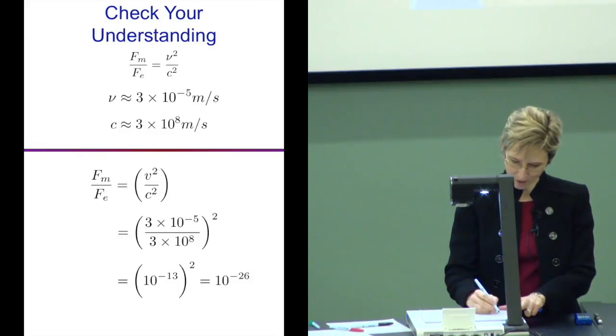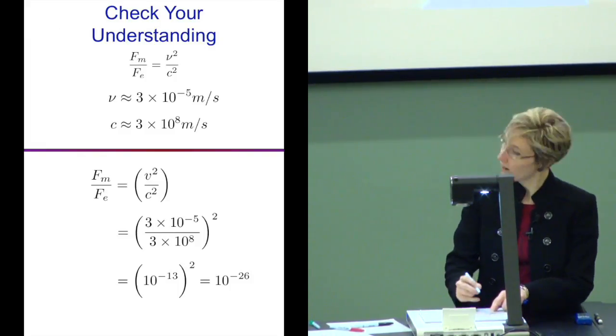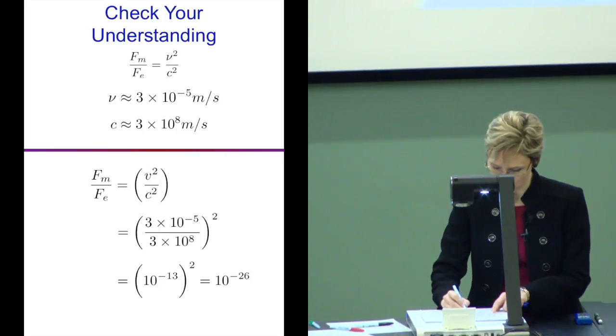Okay. Kudos. So, all right, I need to take v over c squared here. V, we said, was 3 times 10 to the minus 5 meters per second.